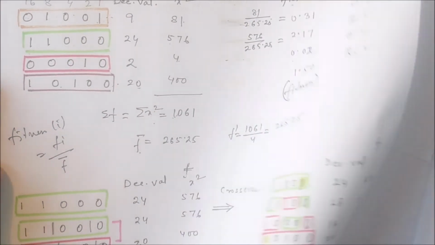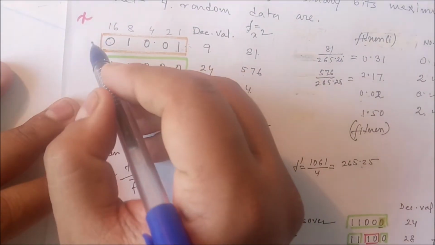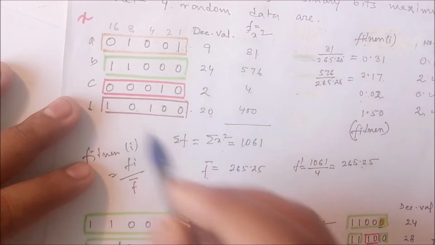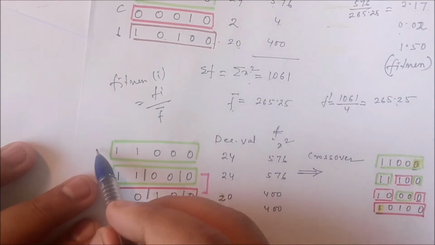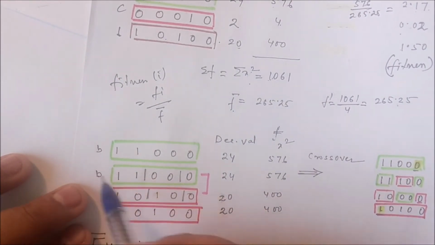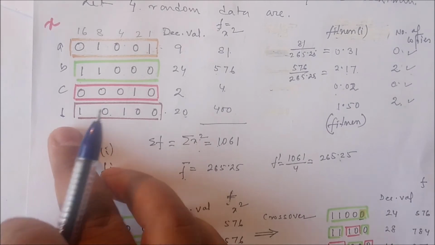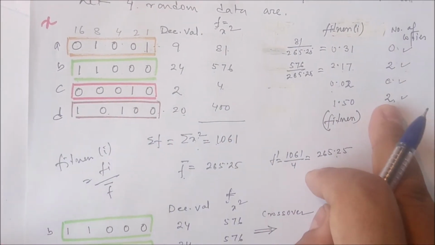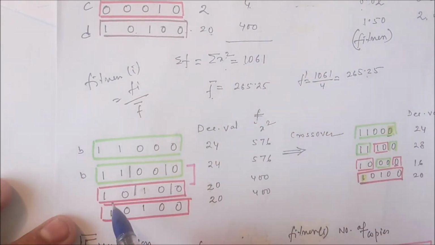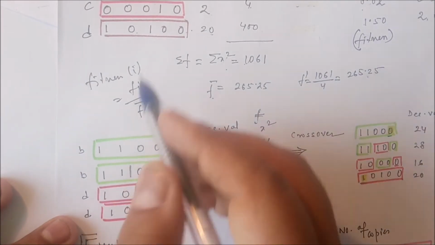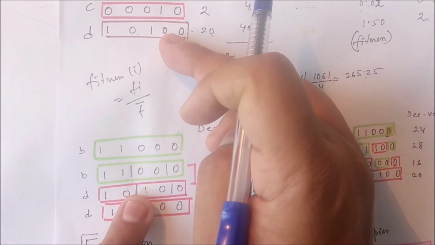So say the individuals are A, B, C, D. We have copied B 2 times, and we have copied D 2 times, 2 copies, so it will be D and D. So you can check both are the same.